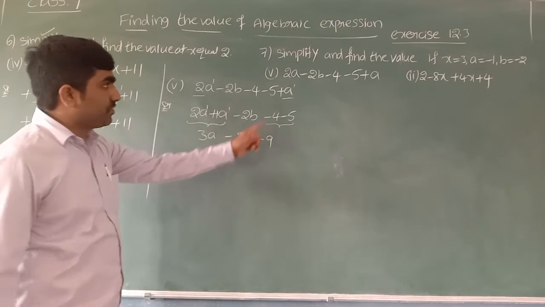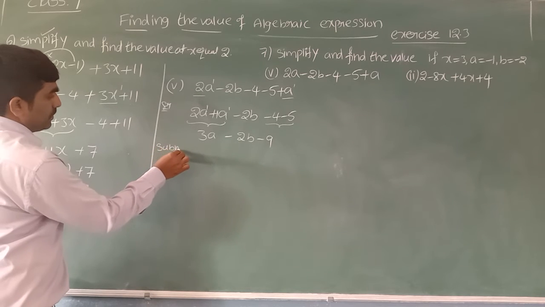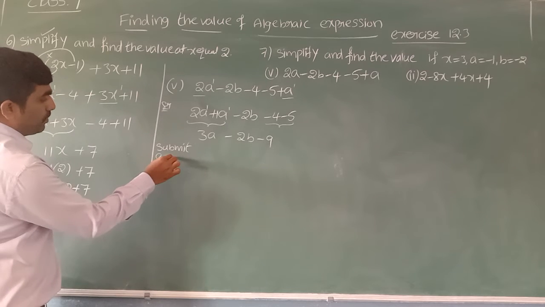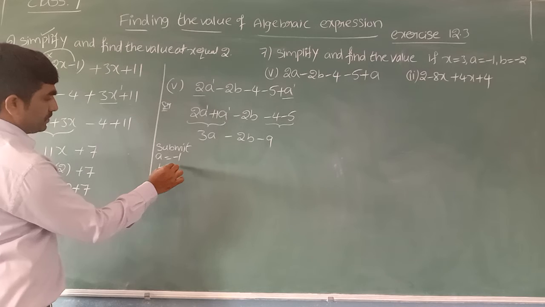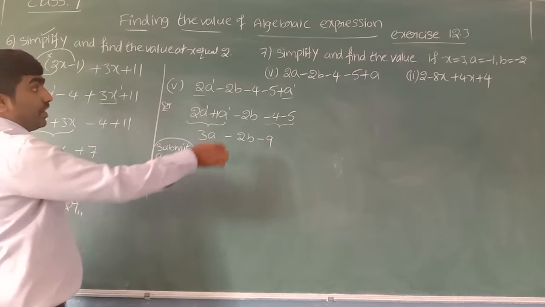Now substitute the values of a and b. A is equal to how much? In the place of a we need to substitute minus 1. In the place of b, how much? Minus 2. We can substitute these values in the place of a and b, and we'll find the value of this expression.